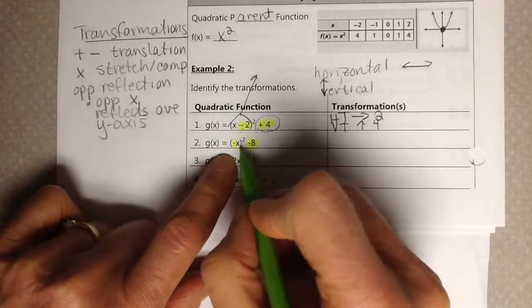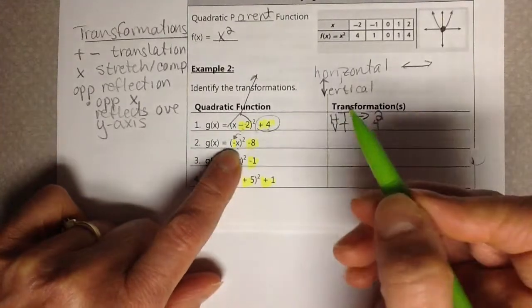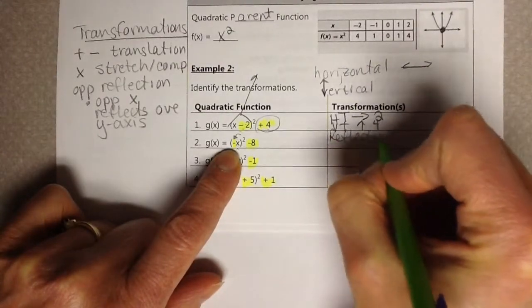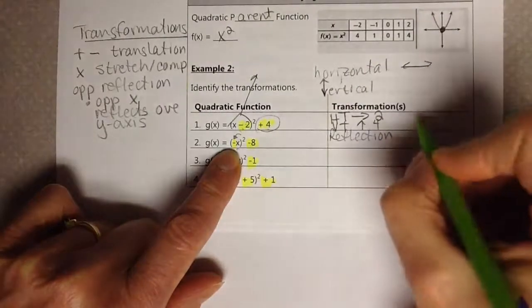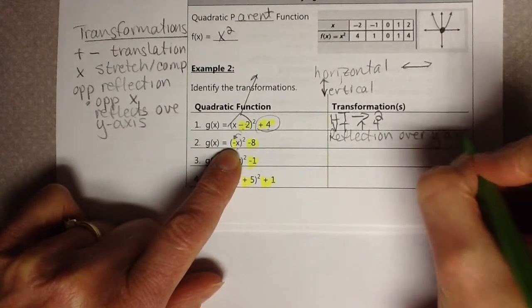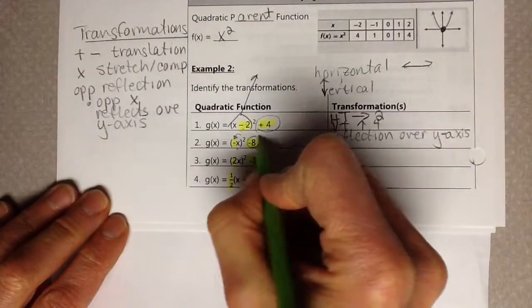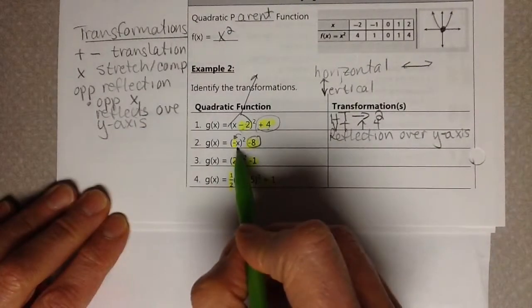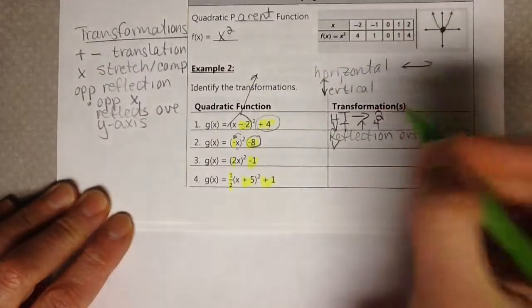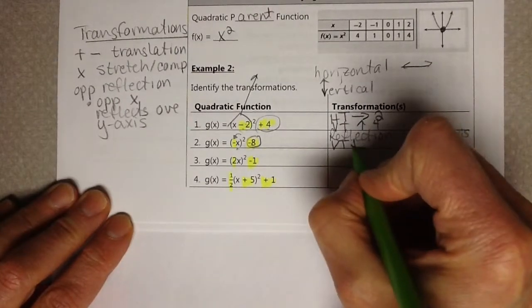All right, next one. We are taking the opposite of x. Whenever you have the opposite, it's a reflection. Since we're taking the opposite of x, it reflects over the y-axis. Okay, then we have this minus 8 to look at. It is not in the horizontal house, so that means it has to be vertical. It's subtracting, so that makes it a translation. And because it's minus 8, it's going down 8.